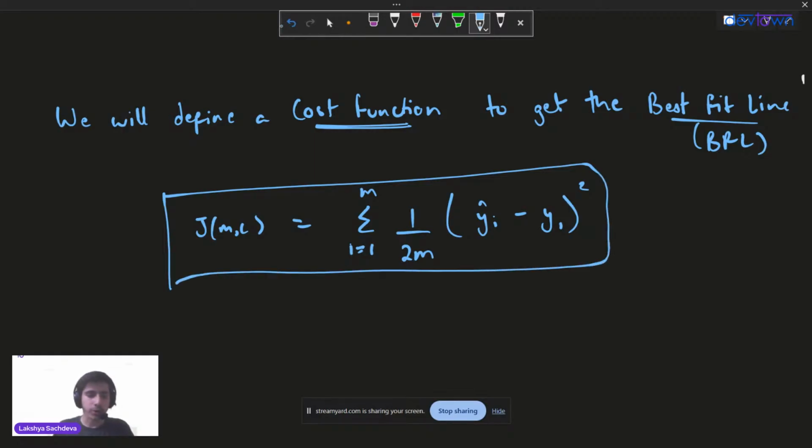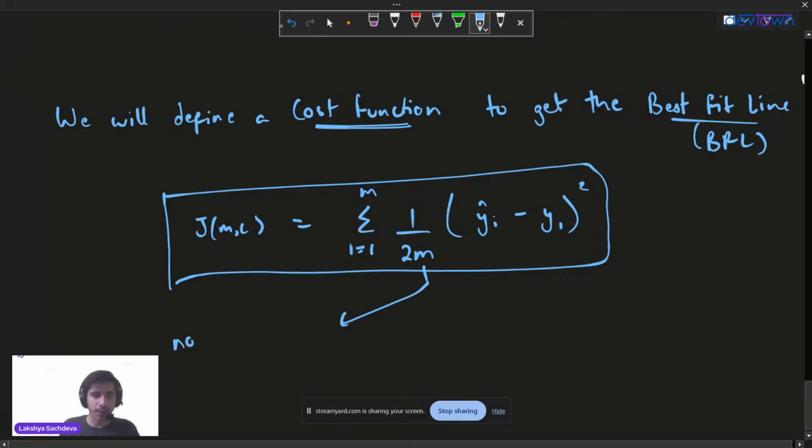Sir, I don't understand any of this. Okay, so let me explain. Starting from this m: sir, what is this m over here? This m is the number of data points.